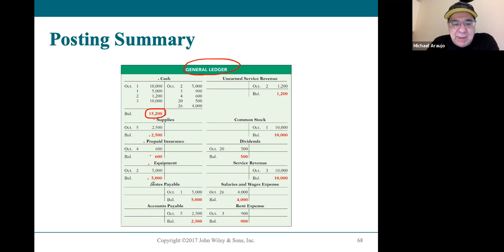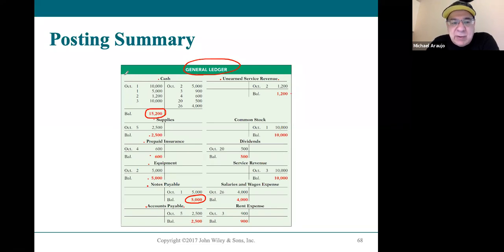And then the liabilities are listed here: notes payable, accounts payable, and unearned service revenue. There are 3 liabilities. Liabilities have normal balances on their credit side. They actually increase on their credit side. That's where their normal balance is. So notes payable has a $5,000 credit balance. Accounts payable has a $2,500 credit balance. Unearned service revenue has a $1,200 credit balance. All of these 3 accounts are liability accounts, and they all have credit balances.